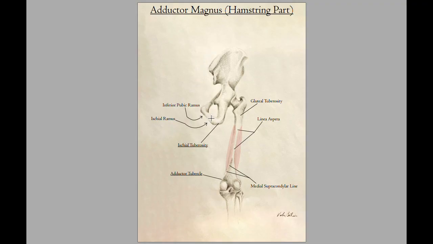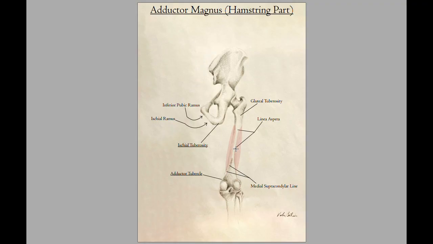So it's essentially covering up all this real estate over here, okay? It's taking all this up, all right? And then from there, it's going to run to attach onto, it has some fibers that will reach the gluteal tuberosity. Most of it is attaching onto the linea aspera and also to the medial supracondylar line, okay?